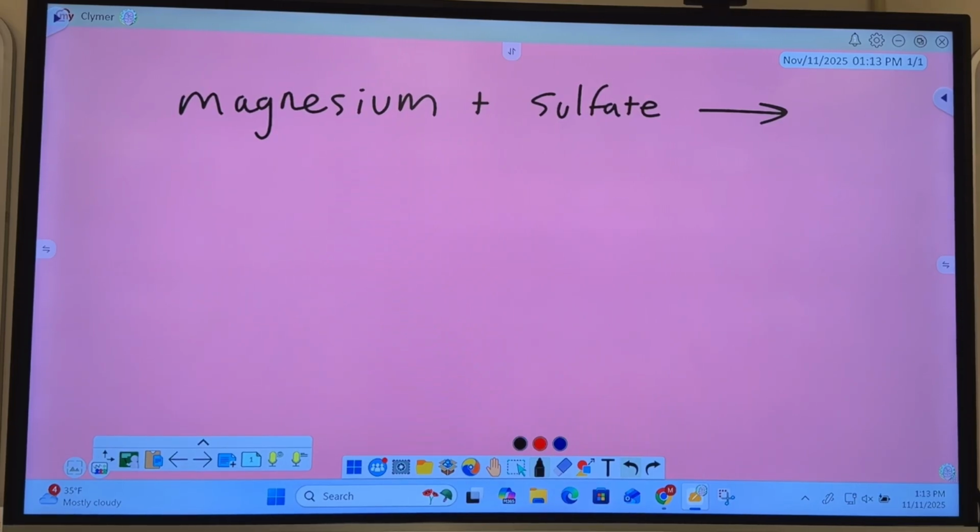Good. So again, you're looking on your orange sheet to find sulfate. You're looking on your periodic table, in this case, to find magnesium. You got all this?